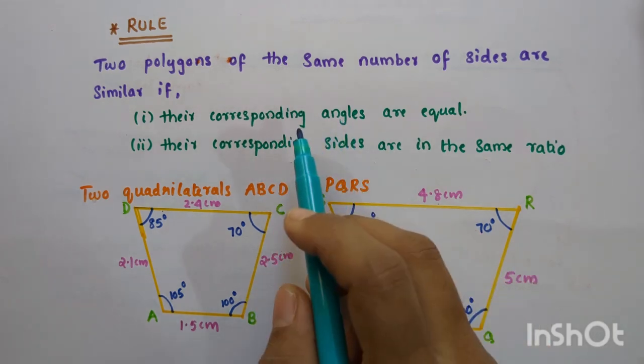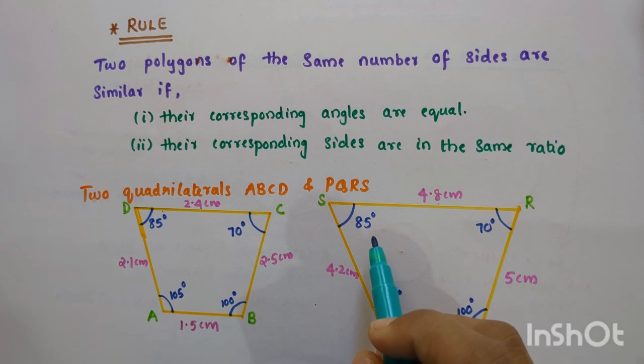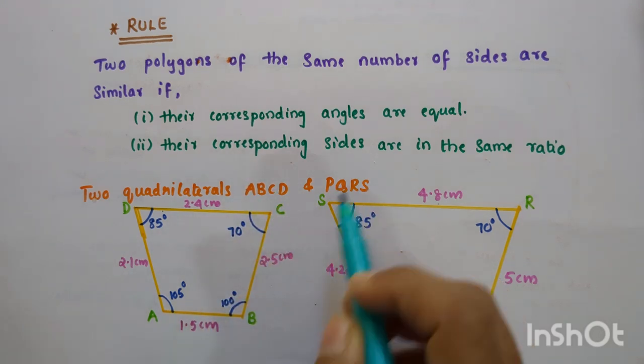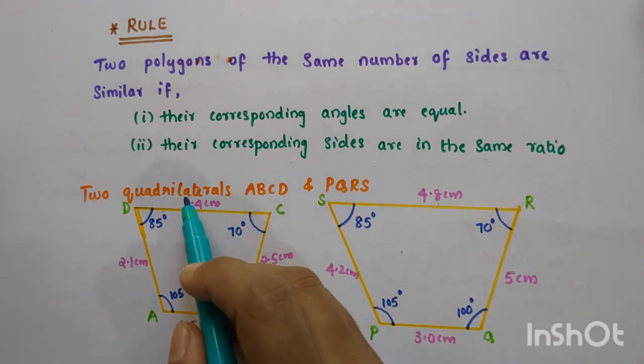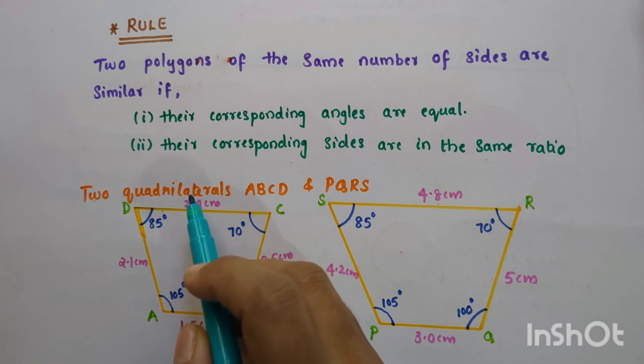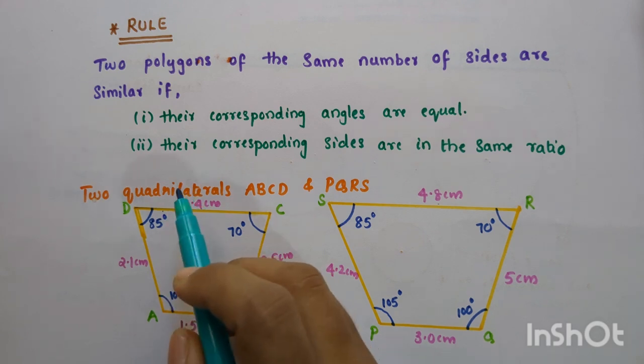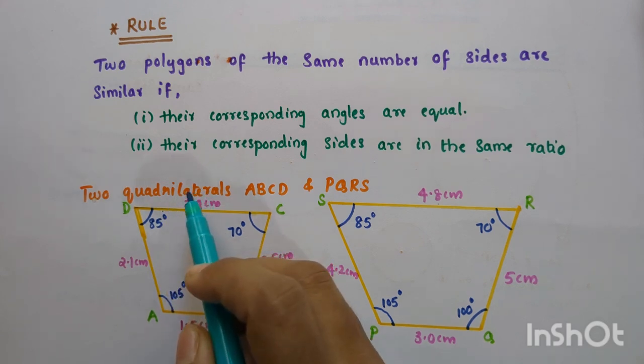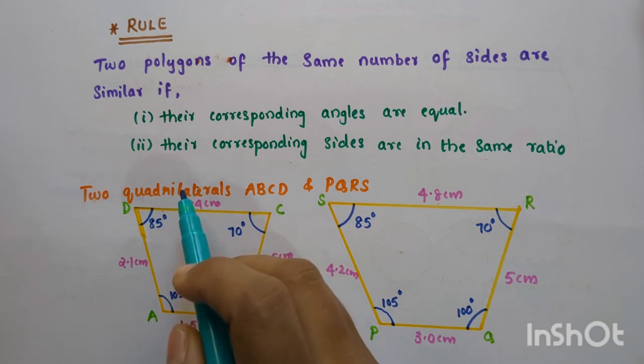Let us explain this rule by using these two quadrilaterals ABCD and PQRS. Quadrilateral means a four-sided figure. A quadrilateral will have four sides, four corners, four angles.